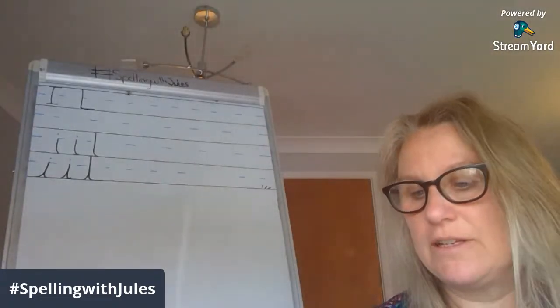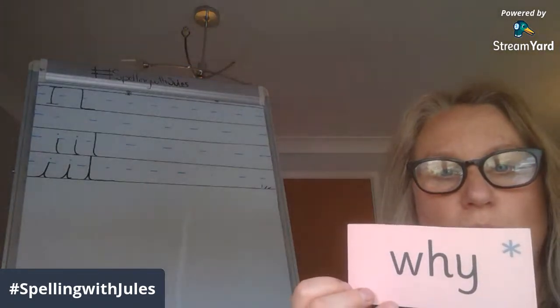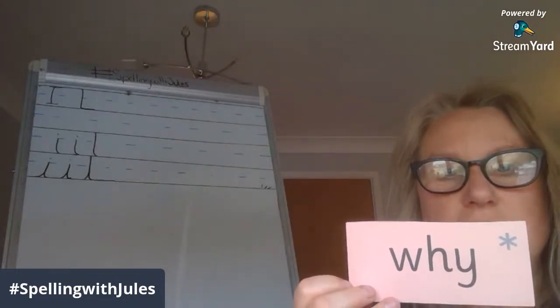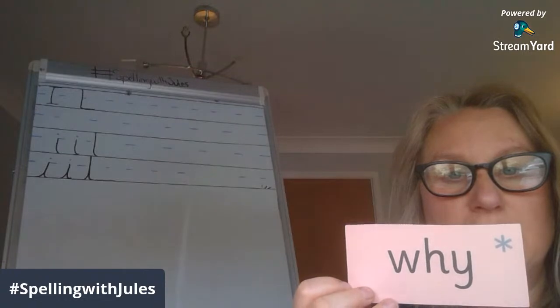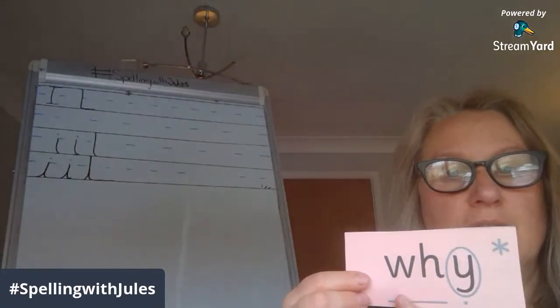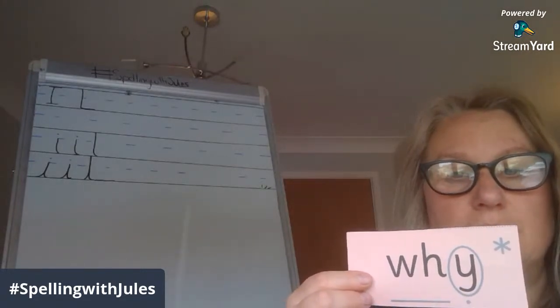Oh, no, sorry. Let's go from the number 2. Why. W-H-Y. Okay. That's the question one. That's a really tricky one, isn't it? You've just got to remember how to spell that. You can do it with the W. So you'll know the W. And then remember it's got a Y.